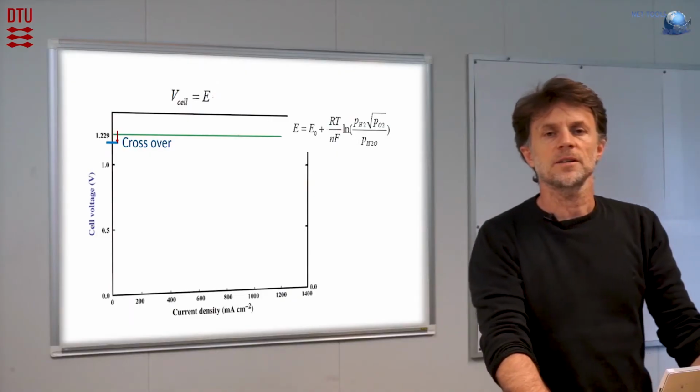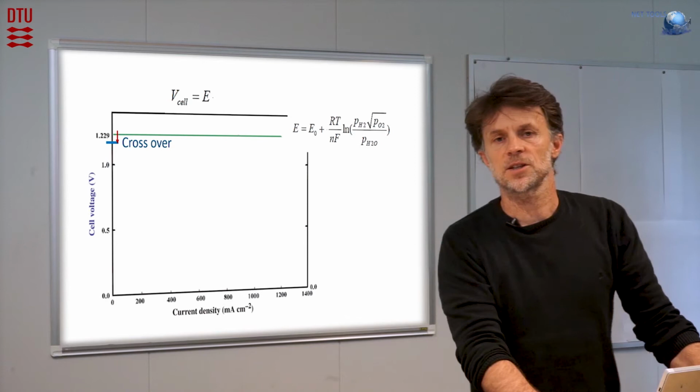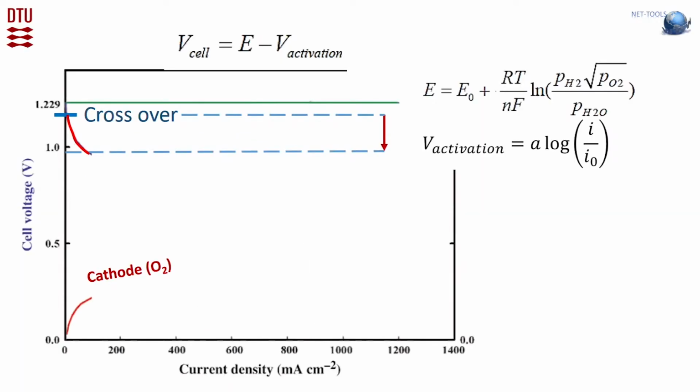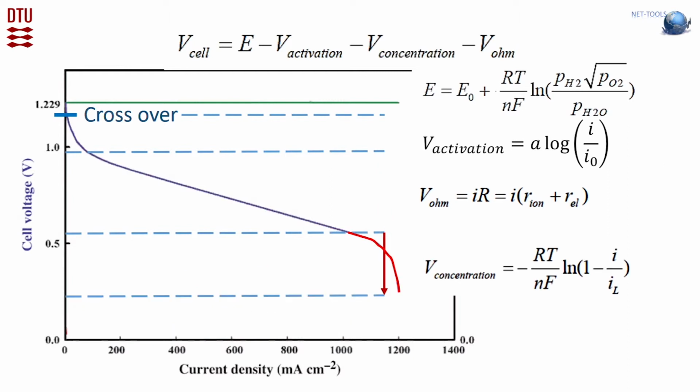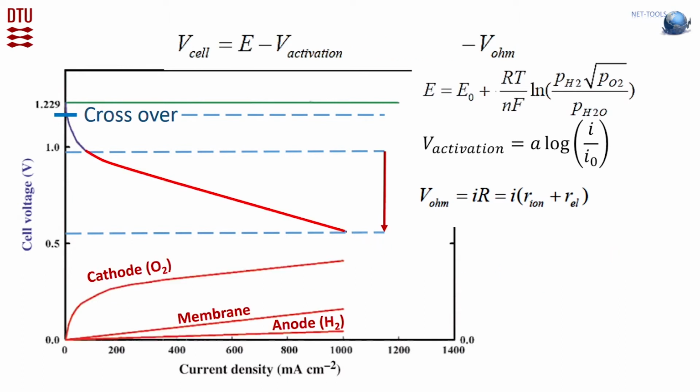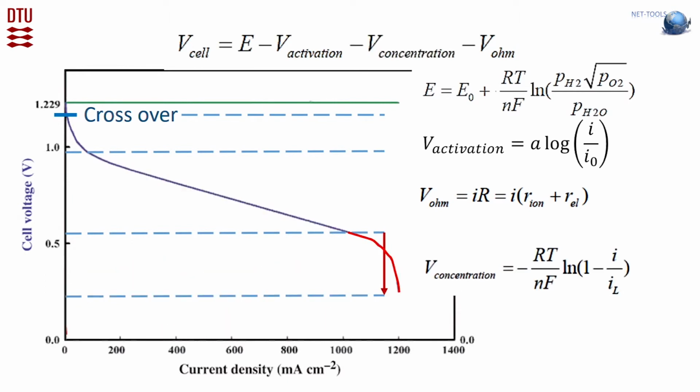And the first one is this activation loss. You can see that it's highly nonlinear with the current increase. The main contribution comes from the cathode side. Then comes the ohmic drop, which is linear with the increase of the current. And here we have contributions from the cathode, from the membrane, and from the anode. And finally comes the concentration loss that we talked about.